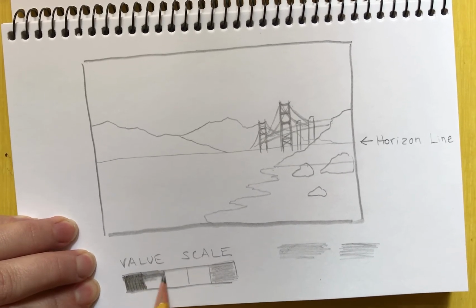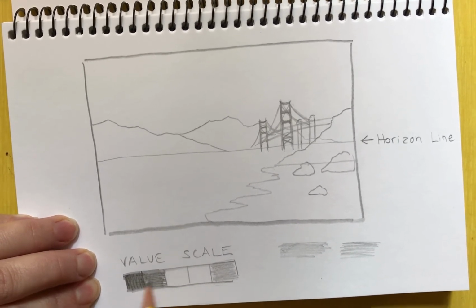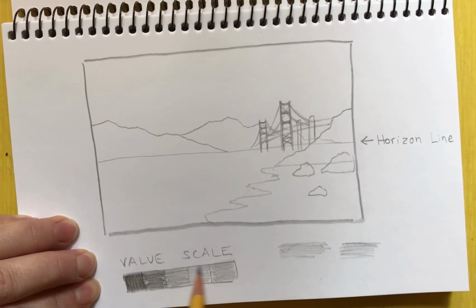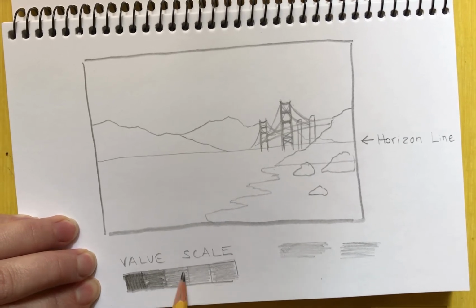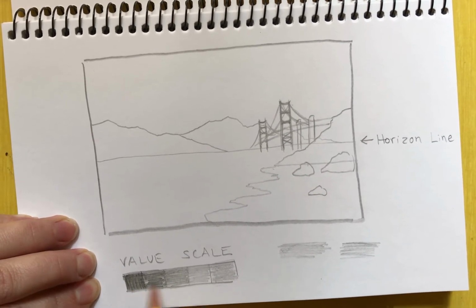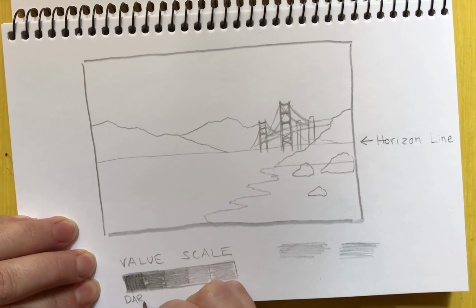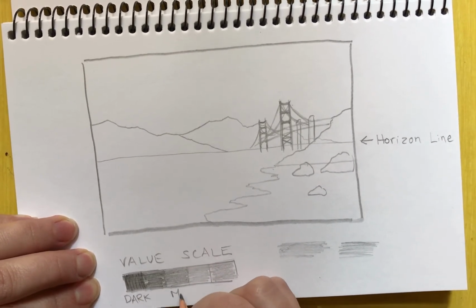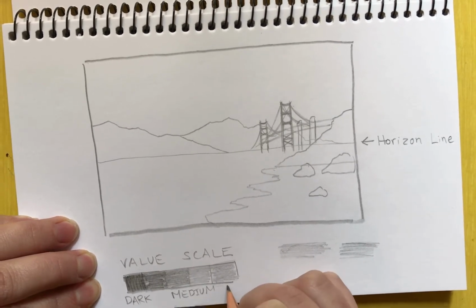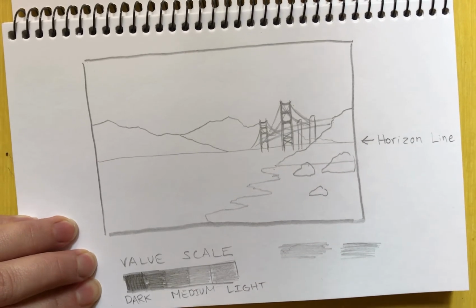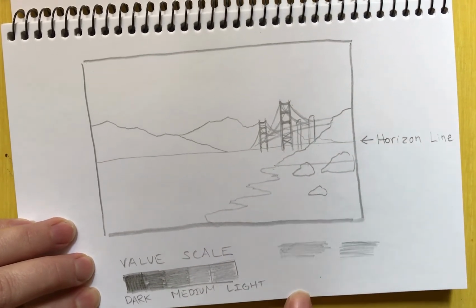All right, and then press harder, but not as hard as the first time. Medium pressure, lighter, lighter, lighter. So this is as light as we can really get, and this is as dark as we can really get, okay? So dark, medium, and light values. You don't need to write that, I just want you to understand those 3 words, okay?